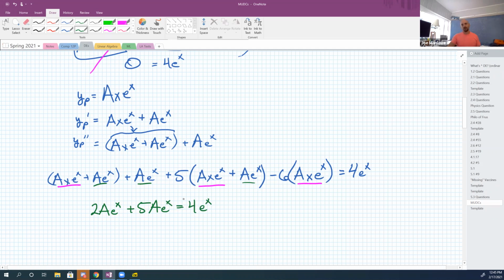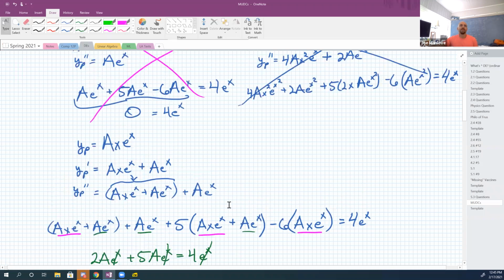So see how this is actually a pretty different equation than what I started with? But it's still doable, right? I can look at this and I can say, okay, so there's e to the x's. We'll just drop all of them. And then we'll get one equation, one unknown. We can solve this. We get 7a equals 4. And so a is 4 over 7.